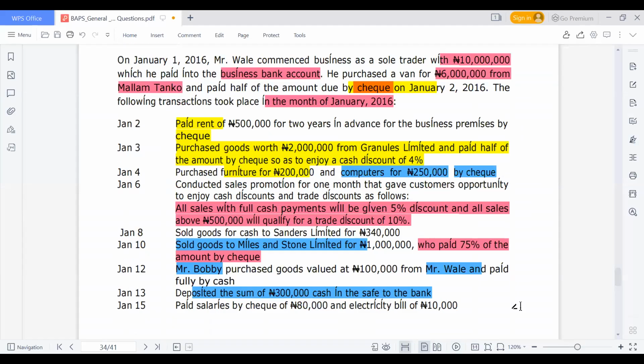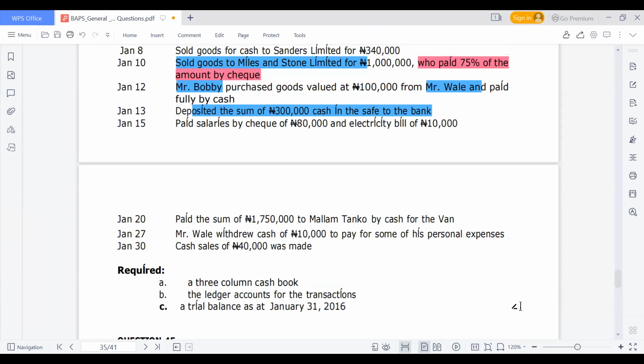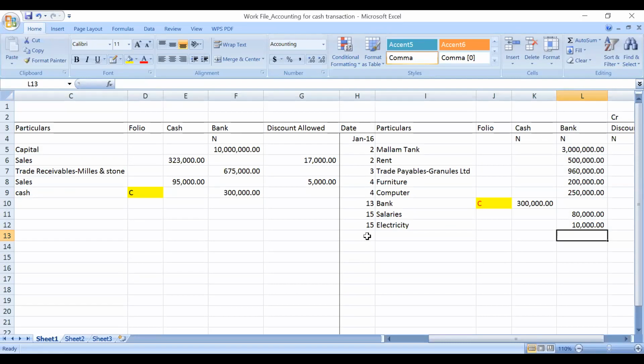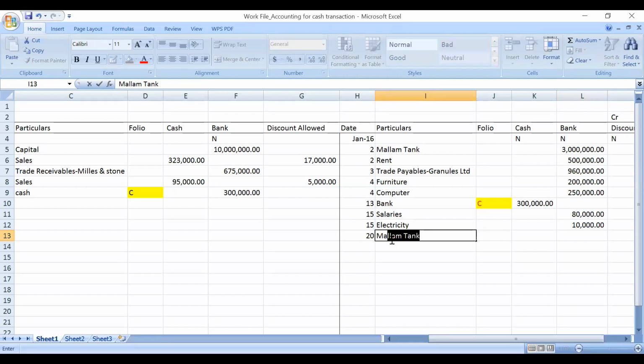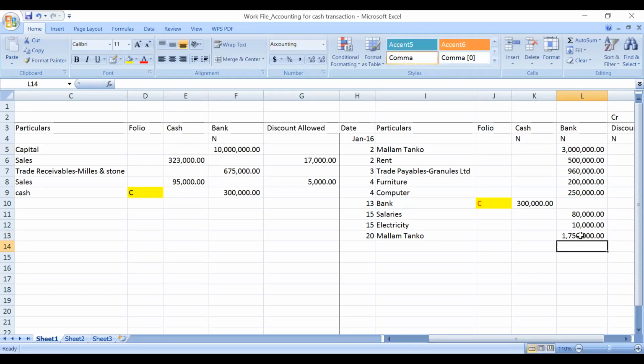All right. So he paid the sum of 1.5 million to Malam Tanko by cash for the van. So Malam Tanko, you purchased a certain item from him in the previous period. So now you are making the payment. That's on the 20, right? So I'll come here and say on the 20. Write the name, it's already at the top. Yeah, Malam Tanko. You're supposed to have OA as well. And how do you make the payment? Via the bank as well, which is 1,750,000. All right, so that's fine.